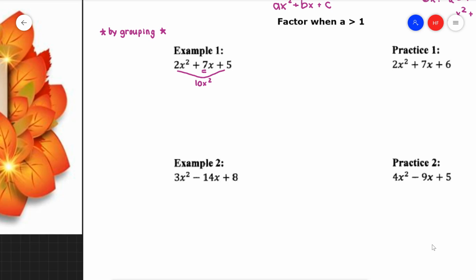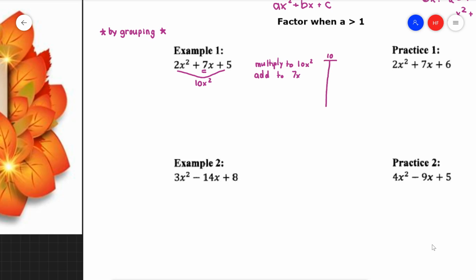So I need to find two numbers that multiply to 10x squared, but add to 7x. So the more we do these, I'm going to drop the x squared and the x, and we're only going to focus on the numbers. But I do want you to see that we are going to be using the x's because they're going to come back when we start writing out the terms.